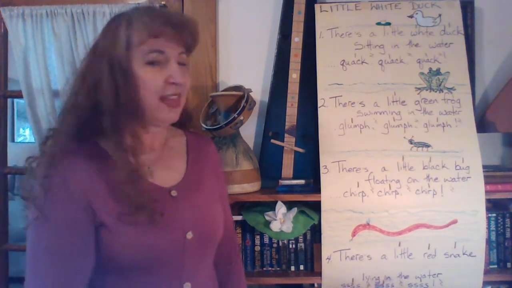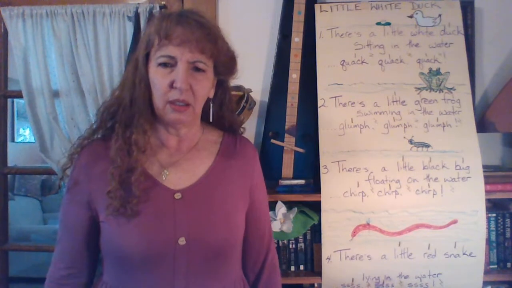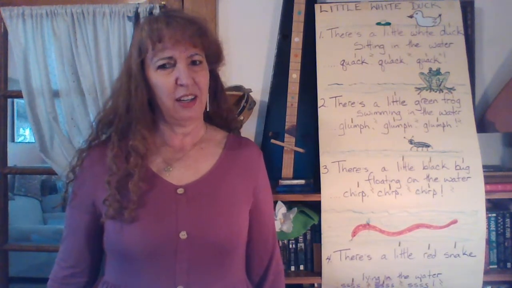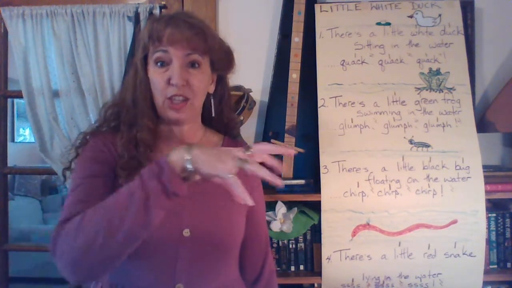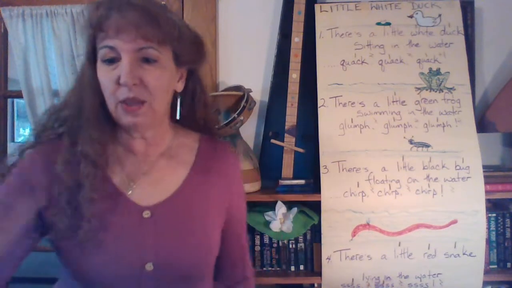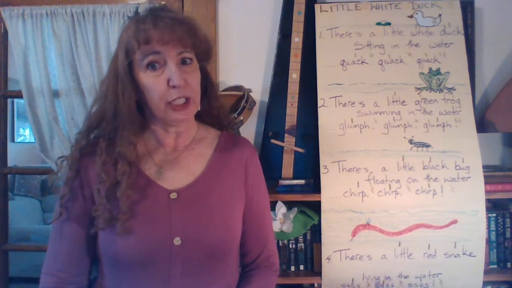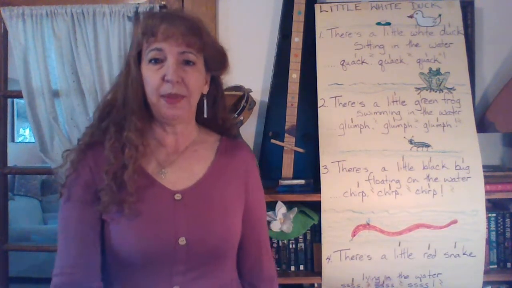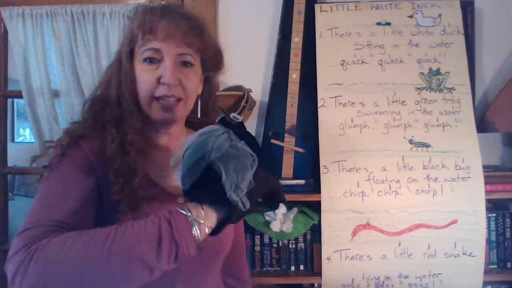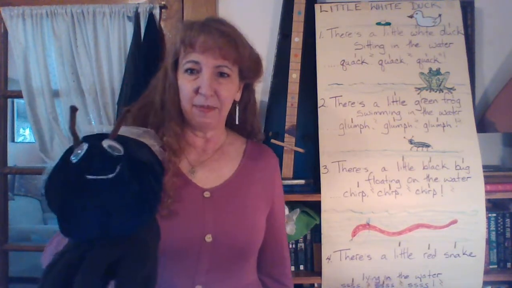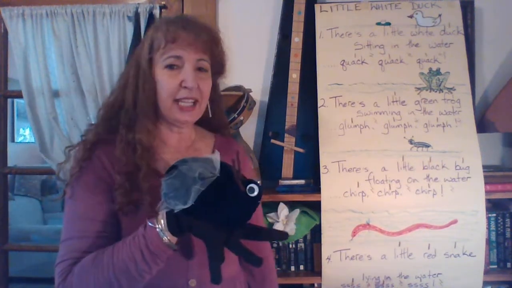Now my frog is done for a little while, but he might make a cameo appearance in the next verse. The next animal is a little black bug, and he's floating on the water. Can bugs float and walk on water? They sure can. There are special bugs that can actually walk around on the surface of the water. We're going to pretend this one makes a sound that goes chirp, chirp, chirp. Once again, I couldn't find a black bug puppet, so I made one out of a garden glove and some fabric and an old bride's veil for his wings and some googly eyes and some pipe cleaners. So here he goes. He's floating on the water and he says, chirp.